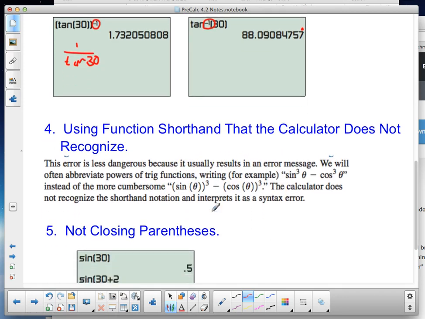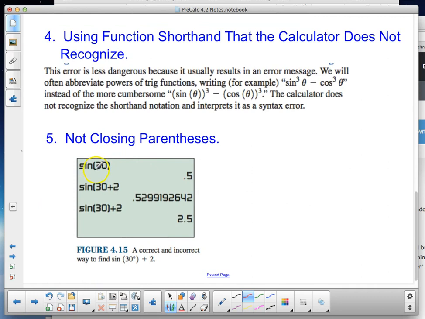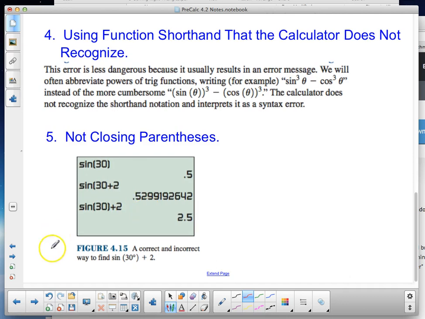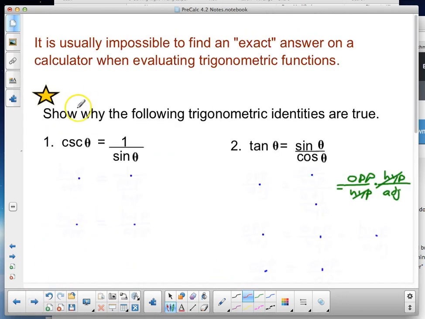Now, one of the other issues that we have is not closing parentheses. This is a big deal, so I need you to practice this. If you get the sine of 30, that should give you 0.5. And then if you take the sine of 30 and then add 2 to it, you get 0.52, which is the sine of 32 versus the sine of 30 plus a value of 2. So you have to pay attention to what you're doing with your calculators. Now, it is usually impossible to find an exact answer on a calculator when evaluating trig functions.